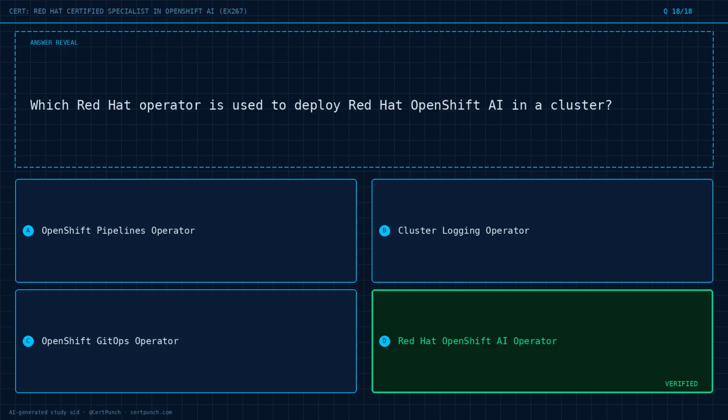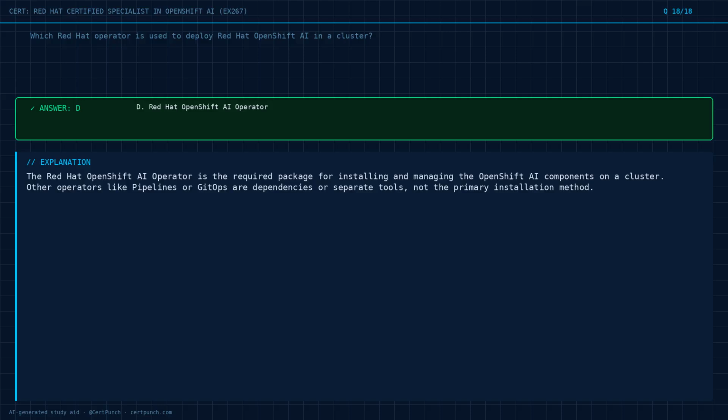The correct answer is option D. Red Hat OpenShift AI Operator. What the exam tests here. The Red Hat OpenShift AI Operator is the required package for installing and managing the OpenShift AI components on a cluster. Other operators like pipelines or GitOps are dependencies or separate tools, not the primary installation method.